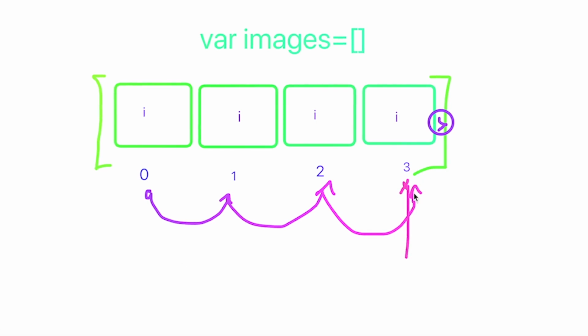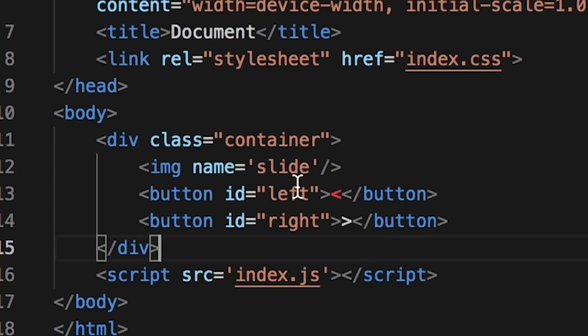However, this has to function based on a condition, right? We cannot increment forever. We need this function to stop when it reaches the last image. And when it reaches the last image, we want the current image to go back to the first one. So let's start writing this in code.